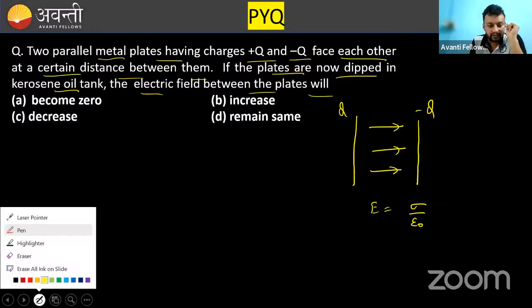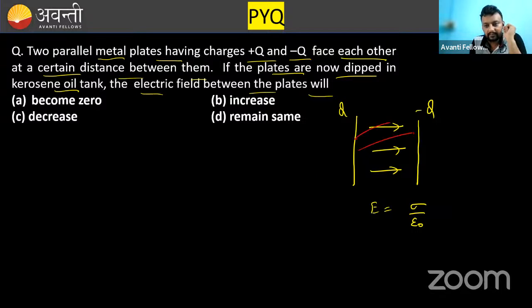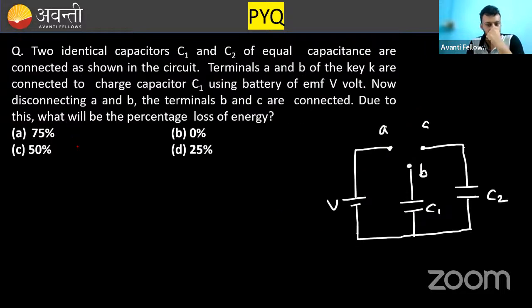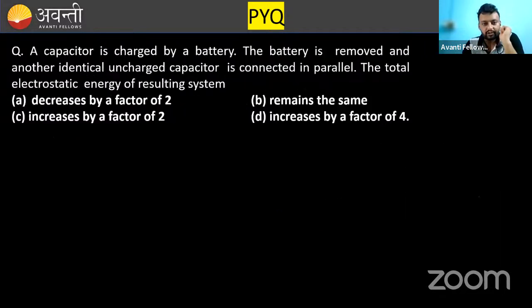Now, if some dielectric is filled, I told you, whenever a dielectric is placed between the plates, or in an external field, the field gets decreased. The new field will be sigma by epsilon naught times K. So it will be decreased, and decreased means option C is correct. Moving further. Before going to that question, solve this question first.